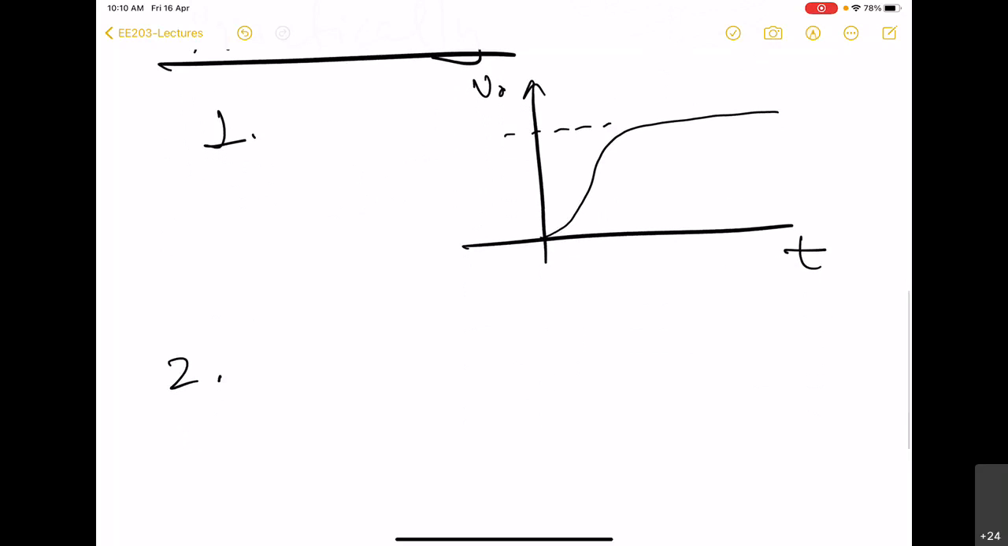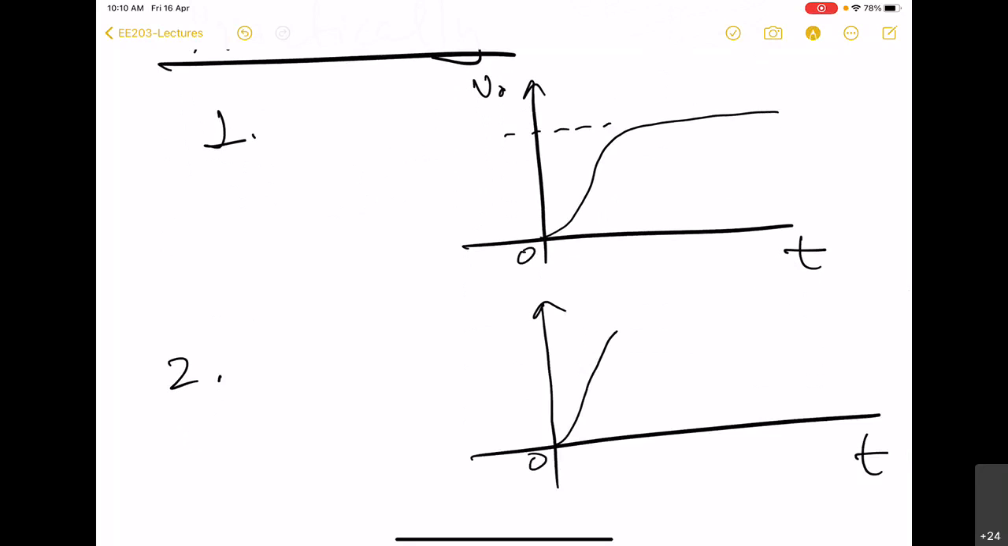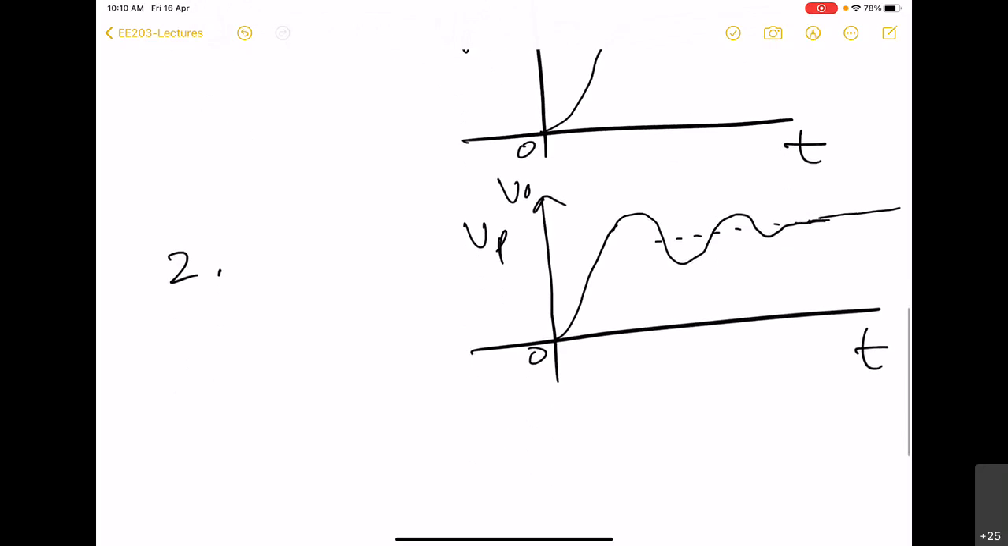The second case is that we again have an output which starts from 0 like the previous case, and ultimately it also settles to the same value, say Vp, but before it attains that value it undergoes what is called ringing, like this. So it takes maybe more time to settle to that value, or maybe even less. That is not important, but it finally attains that value.